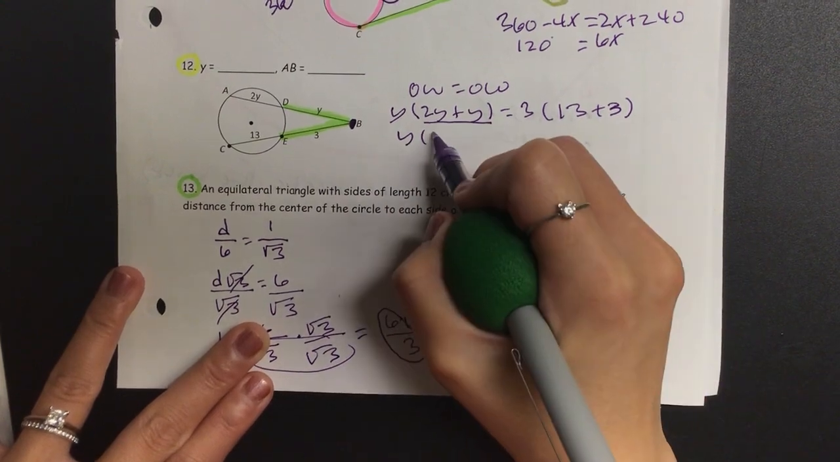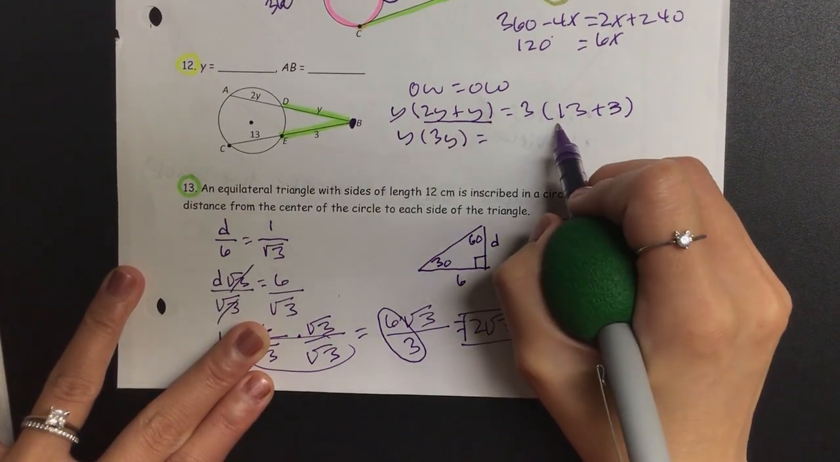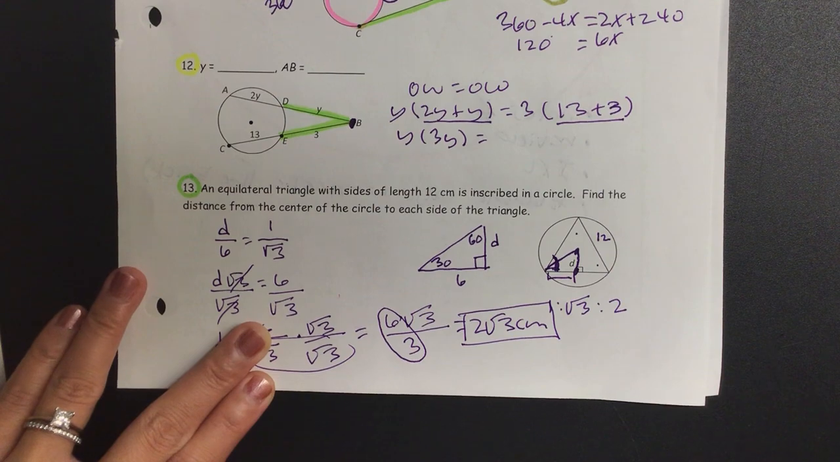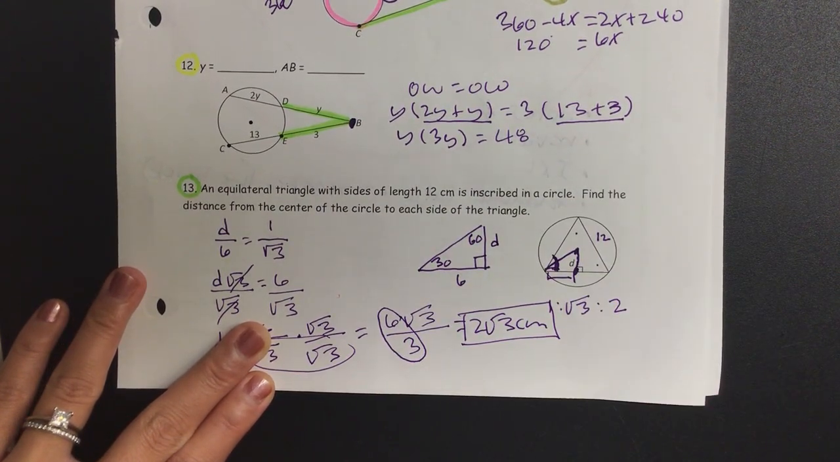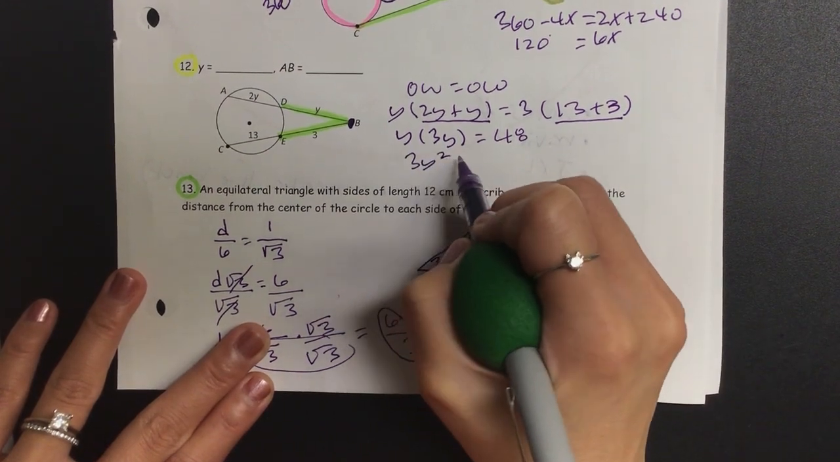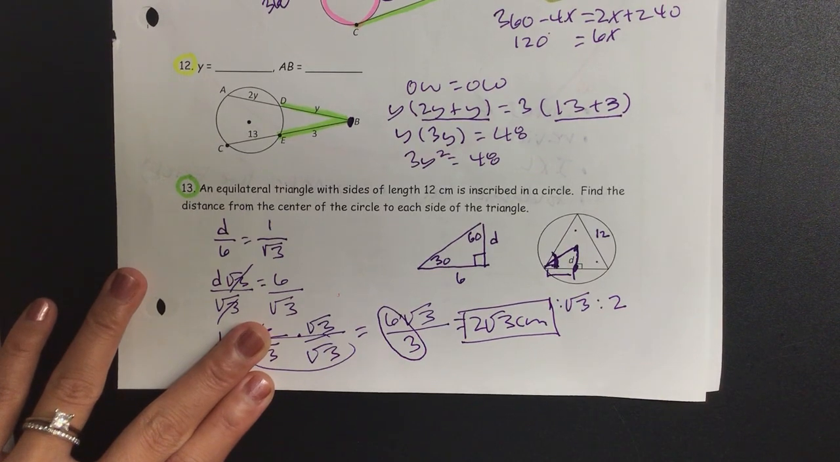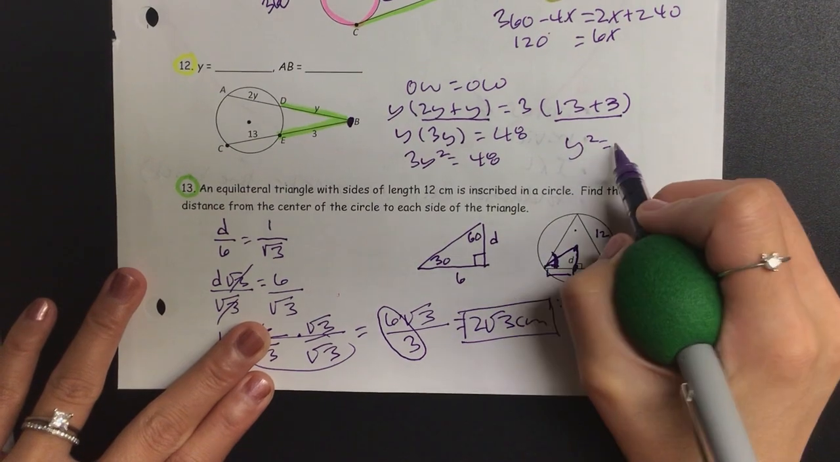Let's do this in one go. What is 13 plus 3? 16. What is 16 times 3? 48. 48, very good. If you need to work on the side, please do so. And then when I multiply these, we get 3y squared is 48. And then what do I divide it by on both sides? 3 again. So we have y squared is equal to 16.